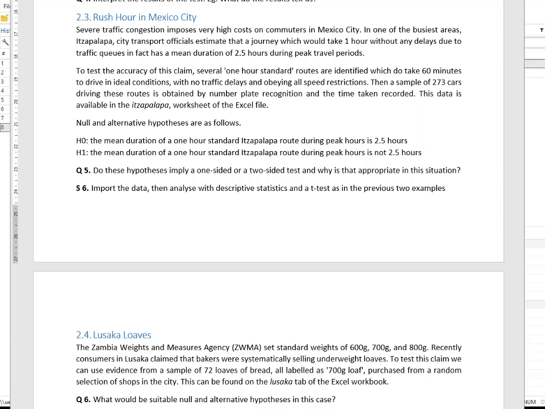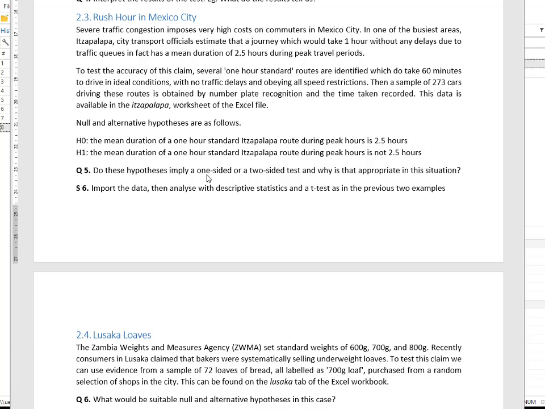Now we're off to Iztapalapa and the rush hour in Mexico City. Well known as one of the worst of many very seriously congested developing country cities. There was a recent piece of research there that a 1 hour journey, in other words 1 hour is when there are no traffic jams, actually takes 2.5 hours. So we want to test the accuracy of this claim. Here's a null and alternative hypothesis.